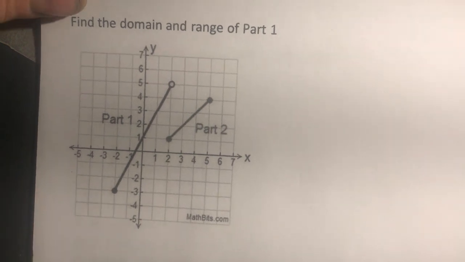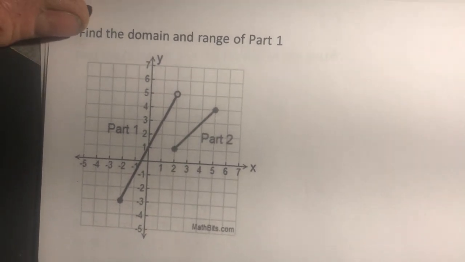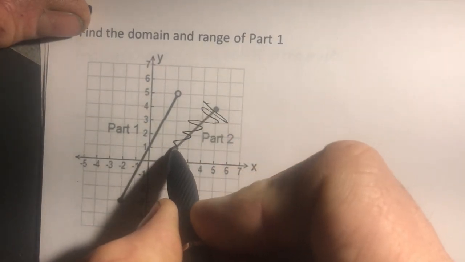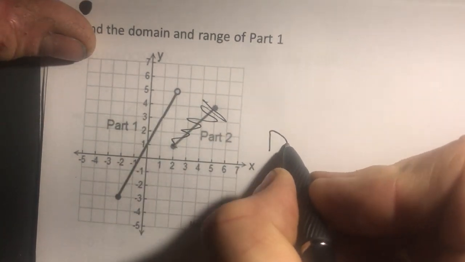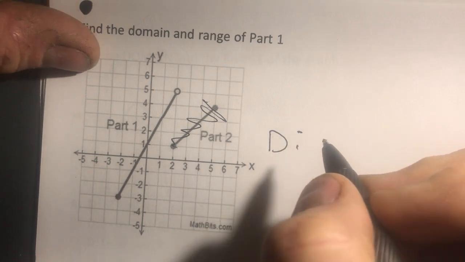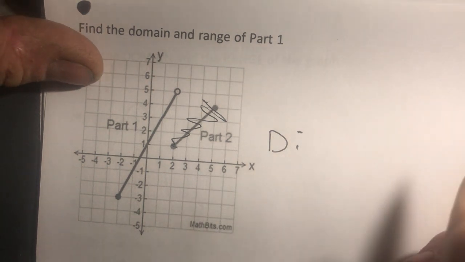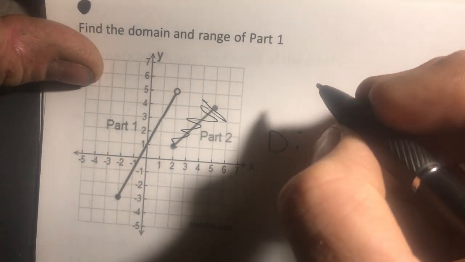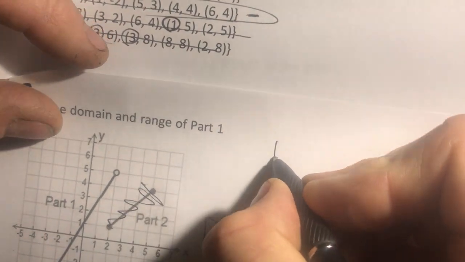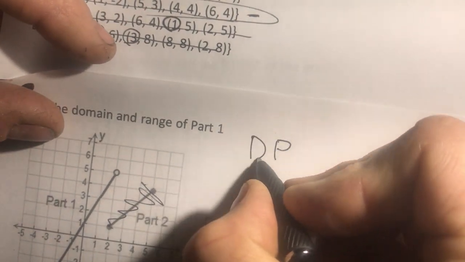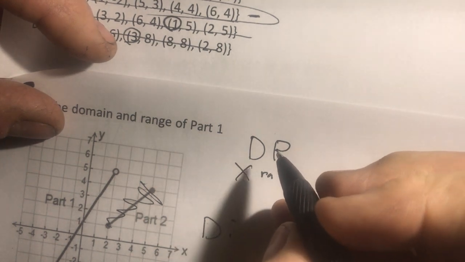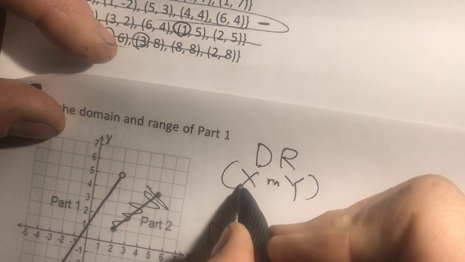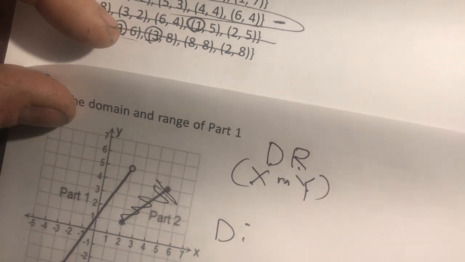What about this one? Find the domain and range of part 1. Here's part 1 right here. We're not looking at this one. We're looking at part 1 right here. So my domain, remember that's my x's. I think I've told you this before. Went to the doctor and got an x-ray. Okay. Domain is my x's, range is my y's.